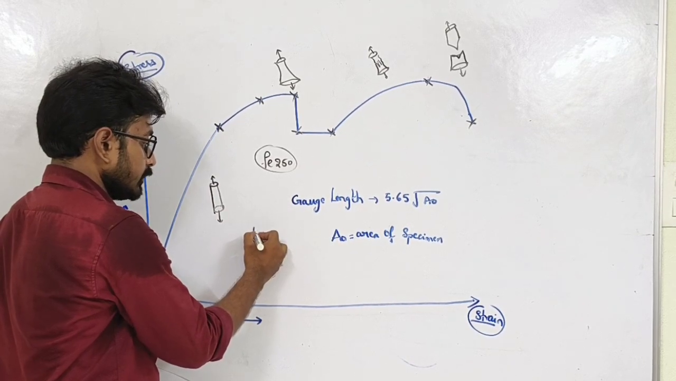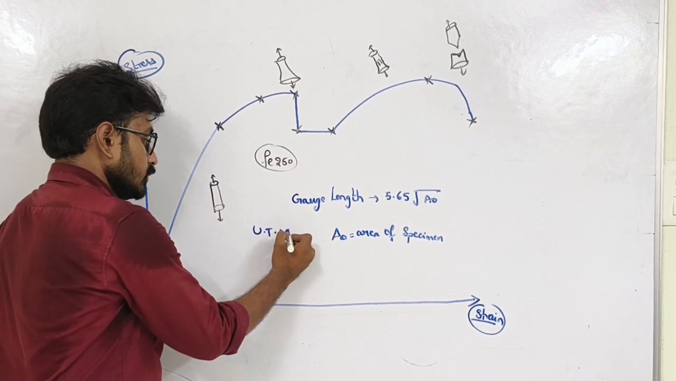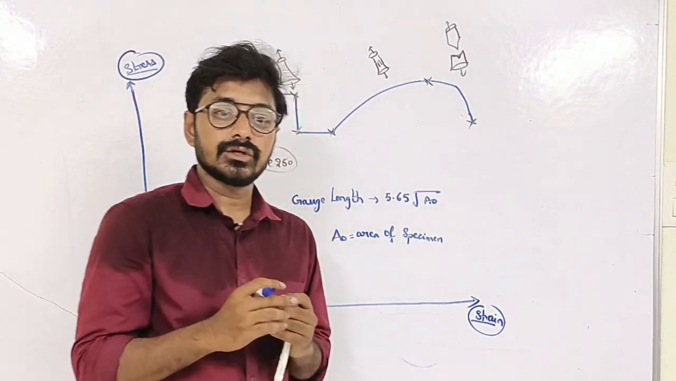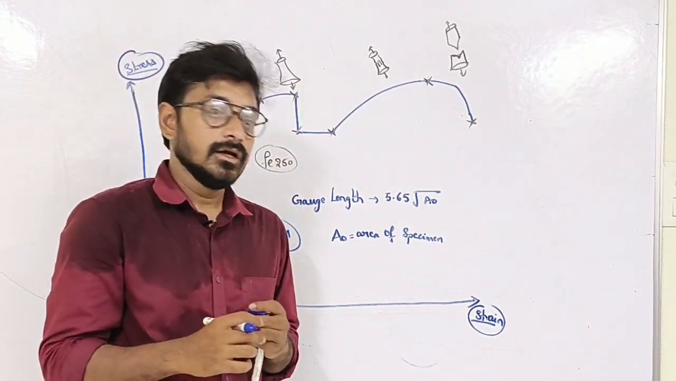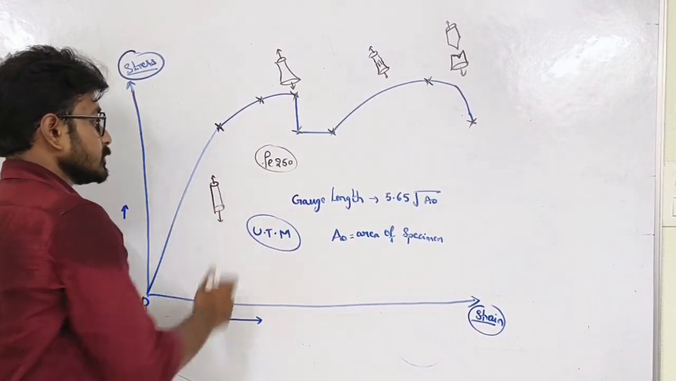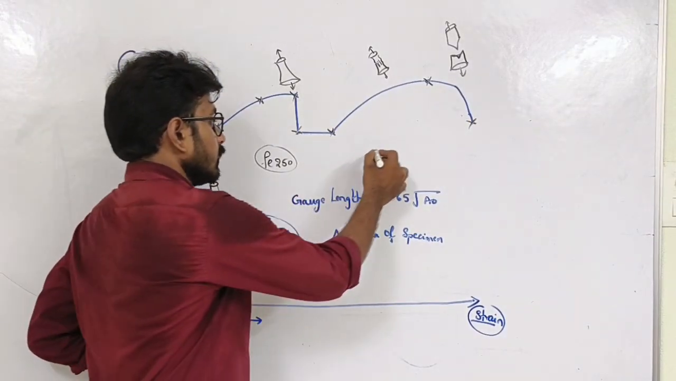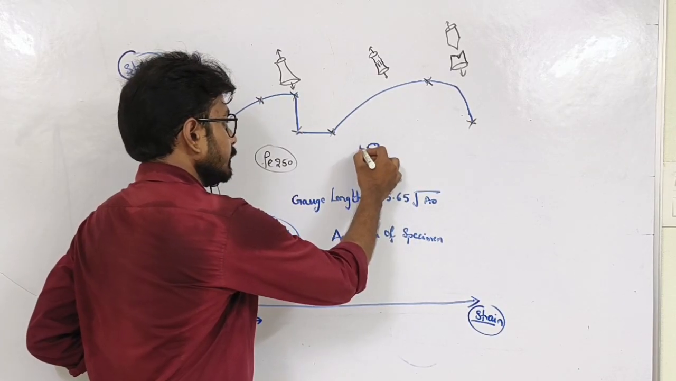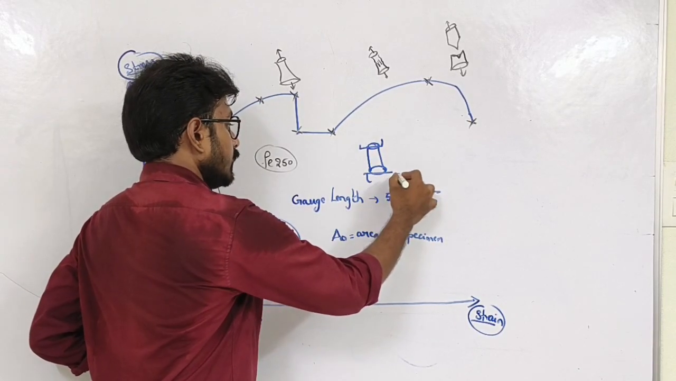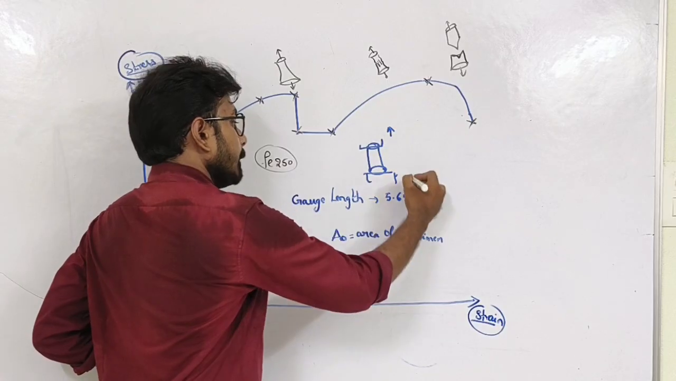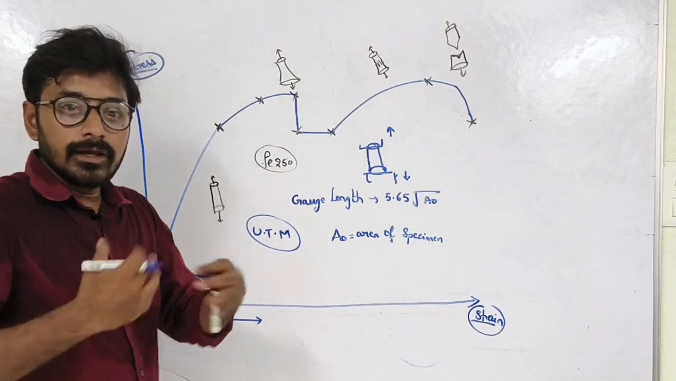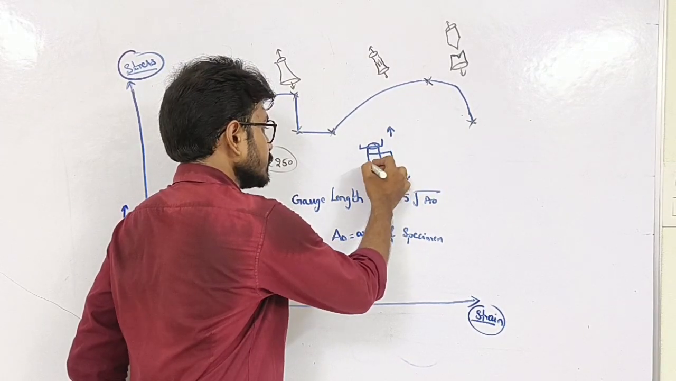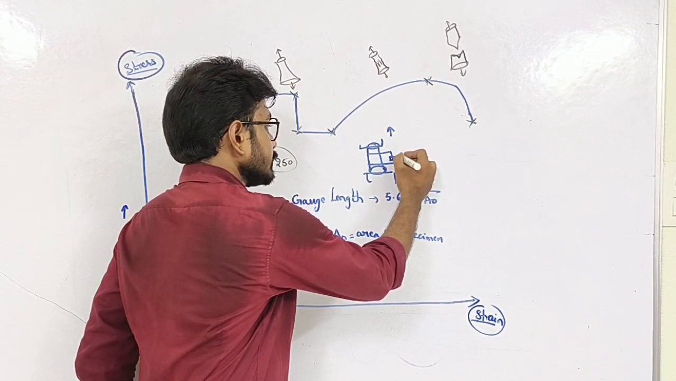In the laboratory we will use a UTM, universal testing machine. The universal testing machine is a machine which is used to test different materials. In this we will select a specimen of mild steel and place it between the grips of the UTM and apply the load. As we apply the load, the strain will also increase. We will measure the strain of the specimen by using an extensometer.